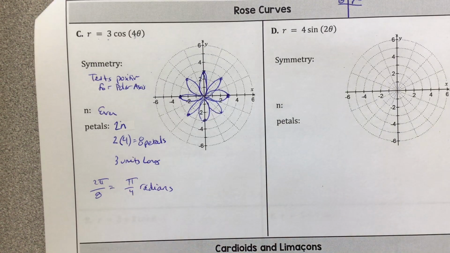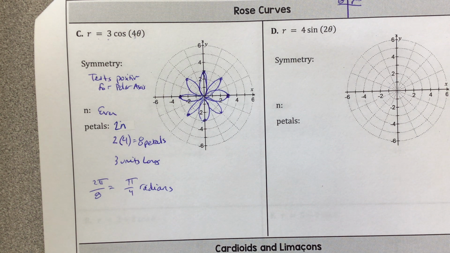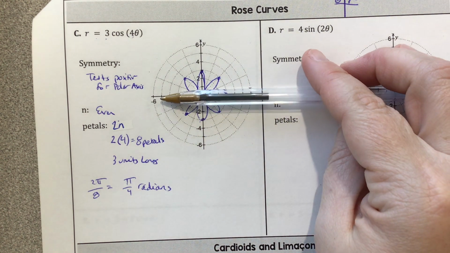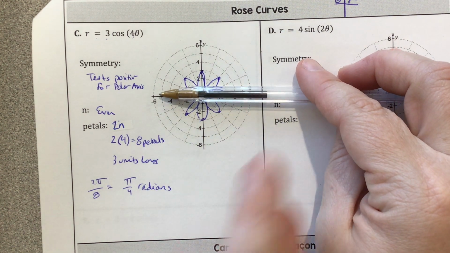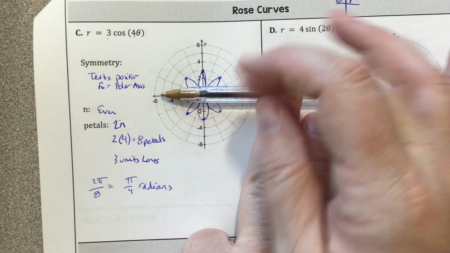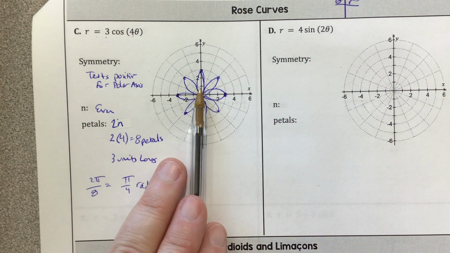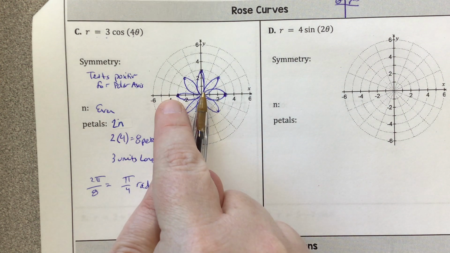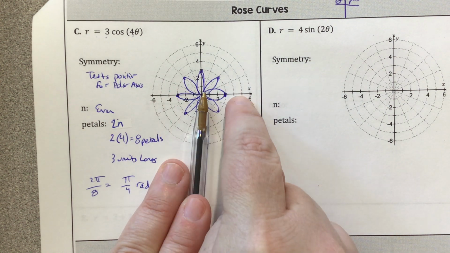Okay. So after I have gotten that graphed and I take a look at the graph we ended up with, do you see that this certainly does have the polar axis symmetry that it tested for? Every point up here corresponds to a point down here. But notice also it has vertical axis symmetry. Every point over here corresponds to a point over here.